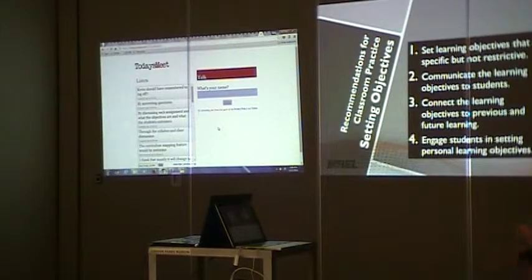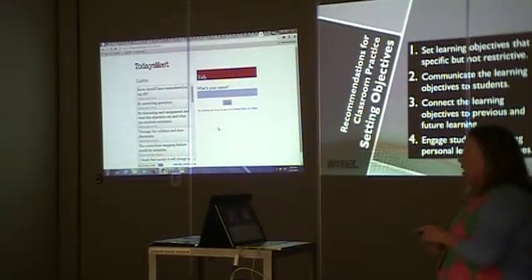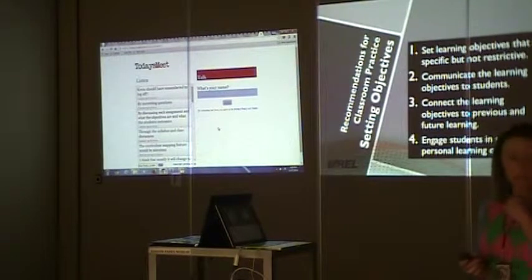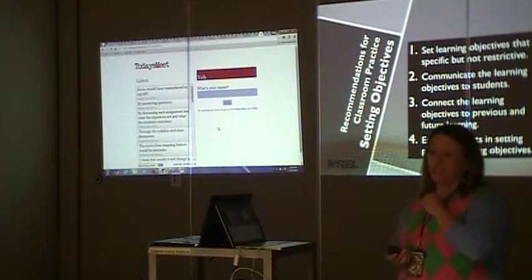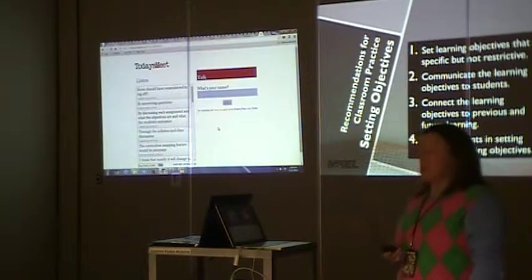So once again, they really recommend if we're going to set objectives, make sure that they're clear, that we communicate it with the students so that they understand it, that we connect it to what they've learned prior in the past and how they're going to use it in the future. And then like we did at the very beginning, engage our students in personalizing it. Because if they don't see why they need to know it, unfortunately, they're probably not going to do it or learn it. So if we can help them personalize it and connect with it, they're going to get much better results.